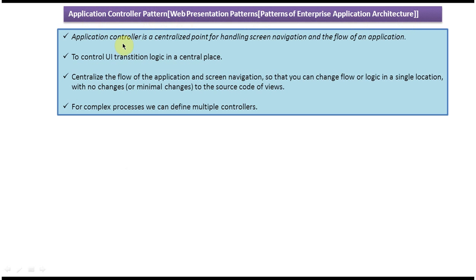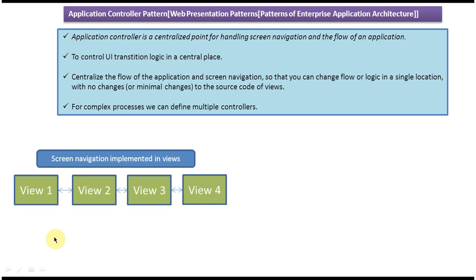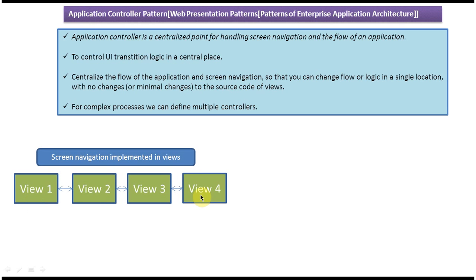First, we will see the explanation of the application controller pattern. Application controller is a centralized point for handling screen navigation and the flow of an application. We will see one example so that you will understand this point. Suppose we have four views. Views are nothing but some JSP pages, okay? If I click some button in view 1, it should go to view 2. If I click some button in view 2, then navigation should go to view 1 or view 3. If I click some button in view 3, we have to navigate to view 2 or view 4.